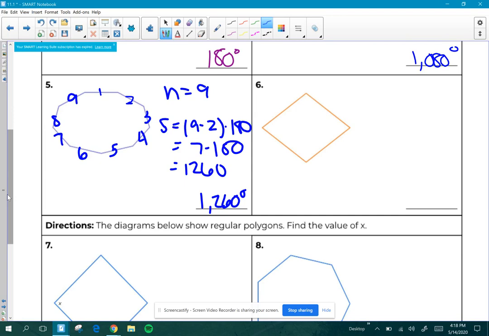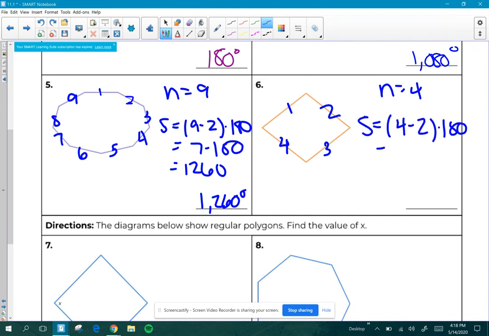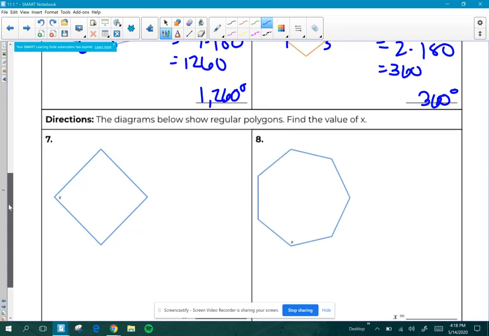And then same for the last one. And figuring this out, this has 4 sides. Plugging in, I have 4 minus 2 times 180, which is 2 times 180, which gives me 360. So this shape, all the interior angles add to 360 degrees. So that's the second type that you could be asked.